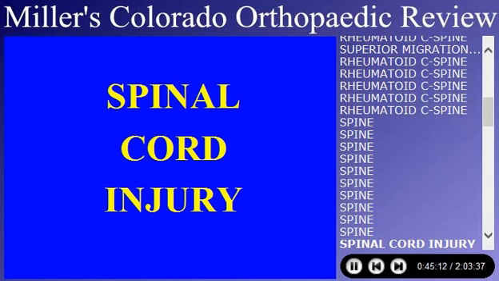When you talk about spinal cord injuries, there's some literature coming about maybe the ineffectiveness of methylprednisolone. I'm going to touch on that. For the purpose of these boards, it's still the gold standard.